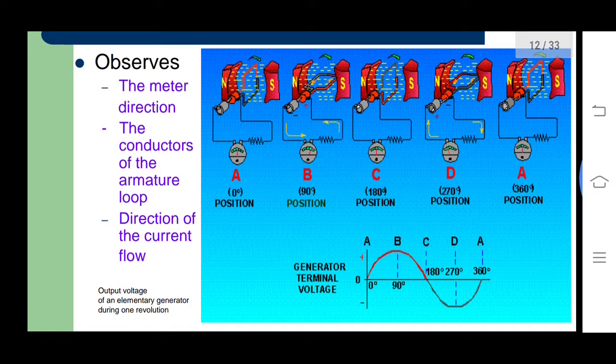So draw this diagram: the meter direction, the conductor of the armature loop, direction of the current flow. We can observe the output voltage of an elementary generator during one revolution. So this is a simple loop AC generator.